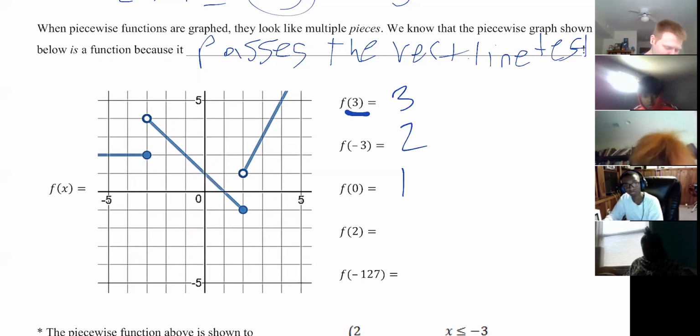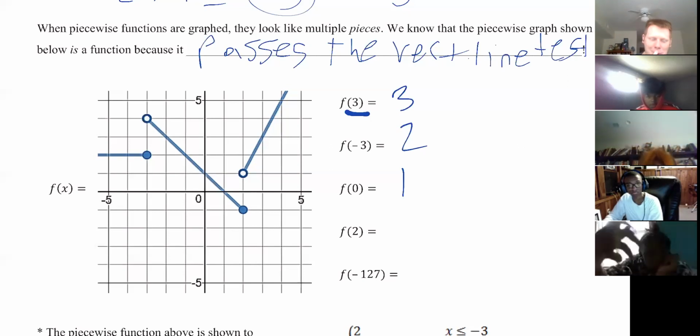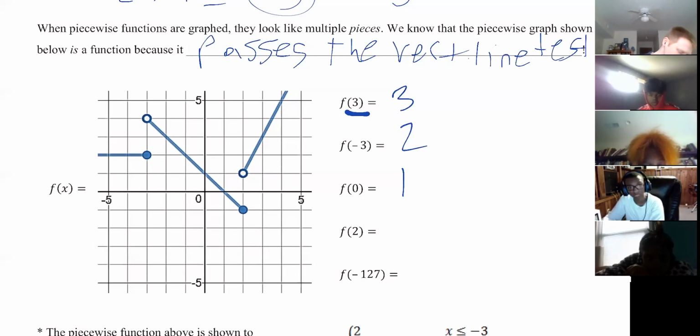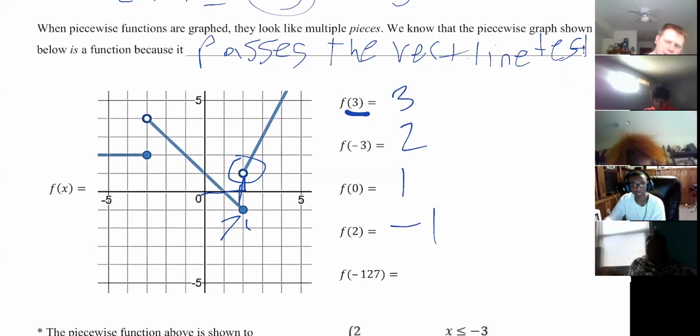What would f of 2 be? Careful, remember, if it's an open circle, it's not going to be 1, it's going to be -1. So good, Brooklyn. You go over to 2 and either go up or down, but this point doesn't really count as a value. If you have an open circle, that doesn't count. You're looking for a solid part of your line, so it would be down here at -1. So that's one thing to be aware of.